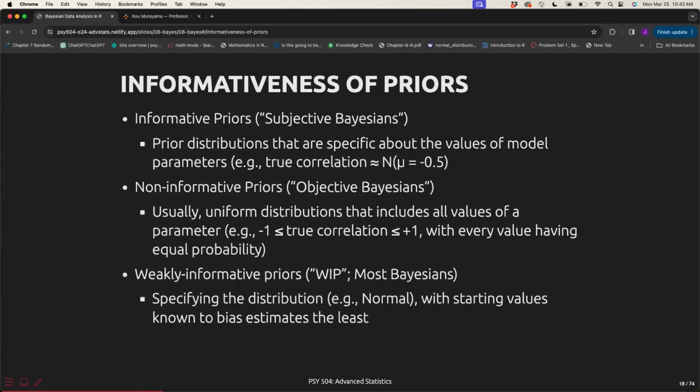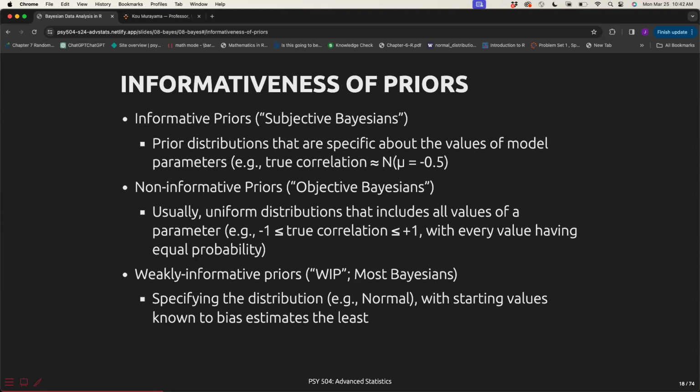So subjective Bayesians usually use what are called informative priors. These priors rely on theoretical expectations or theoretical considerations and experience. And these priors are very specific. So for example, I might state that the true correlation is negative 0.5. Right? I know the data really well, and I know that before data is collected, the correlation should be about negative 0.5. That would be an informative prior.